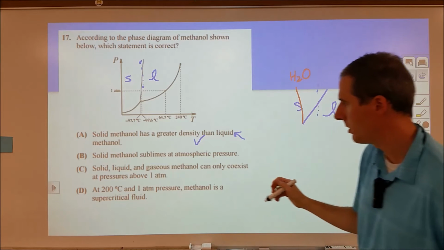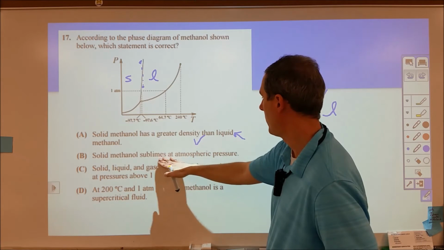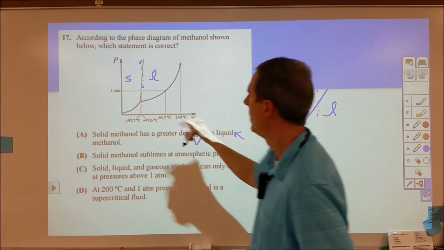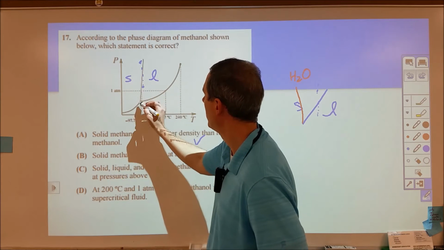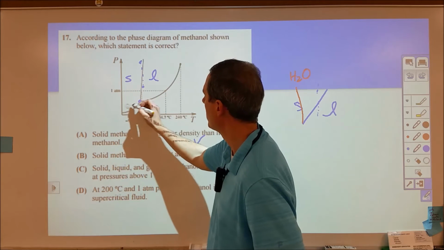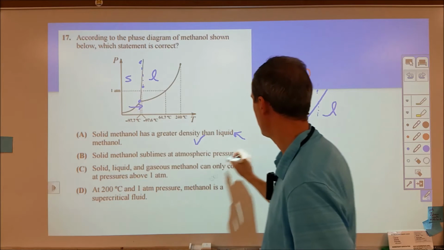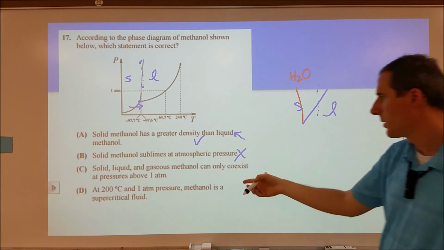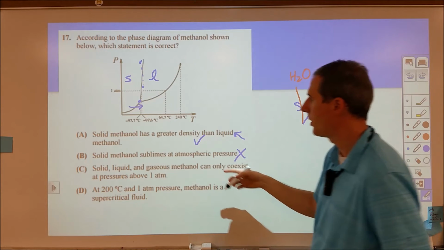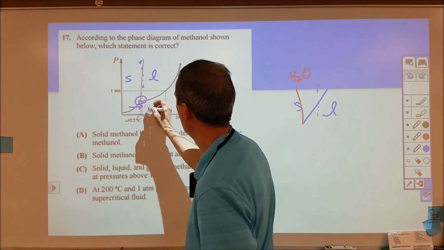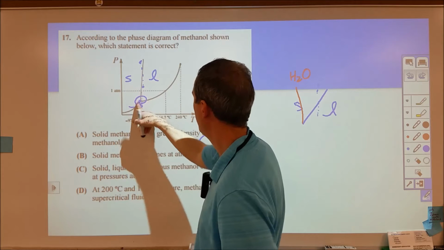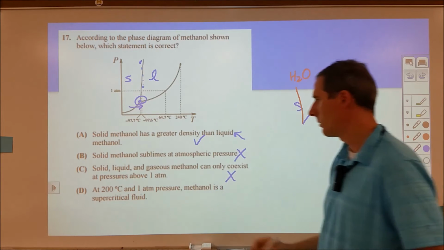Let's go through the other ones just to make sure. Solid methanol sublimes at atmospheric pressure. Atmospheric pressure, we are above the triple point, and so therefore we'd have to be below that triple point to go for a sublimation. So this is false. Solid, liquid, and gas can only exist at pressures above 1 atmosphere. That's not true. We have the 3 here at this point here below 1 atmosphere, so that's also false.